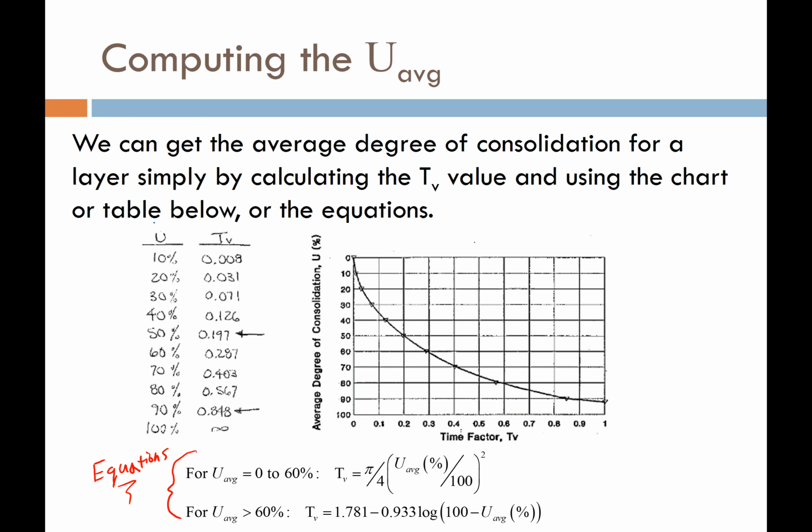So in tabular format, these values right here shown in this table represent these values in this plot, okay? A couple of values I've shown or highlighted here that are important to us are going to be the T sub V value for 50% consolidation and the T sub V value for 90% consolidation. And I'll show you why in a couple of slides.